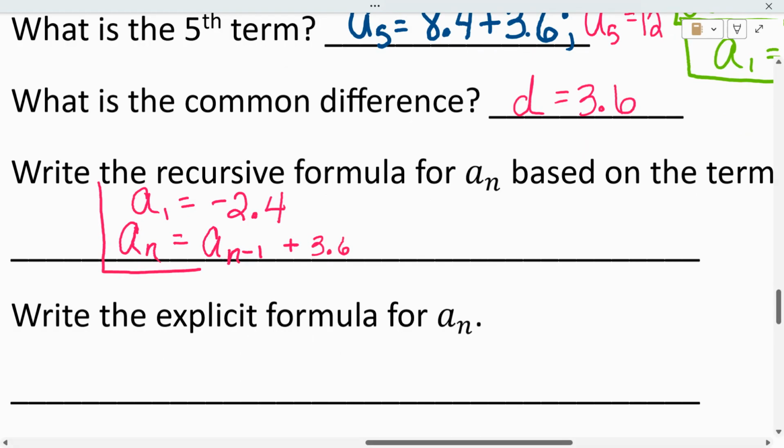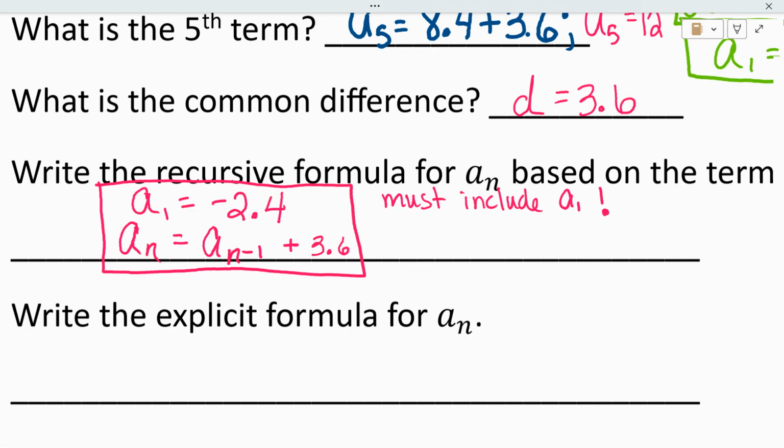This is the recursive formula. You must include a sub 1 every single time. Otherwise, you don't know where to start, right? You don't have a starting point. So you have to say what the starting term is. You have to include that.